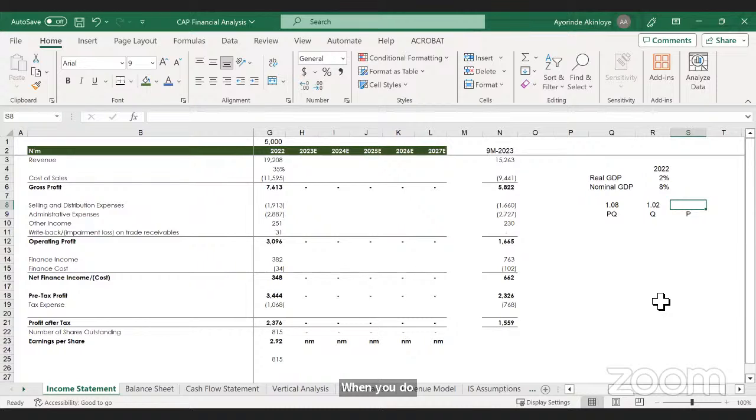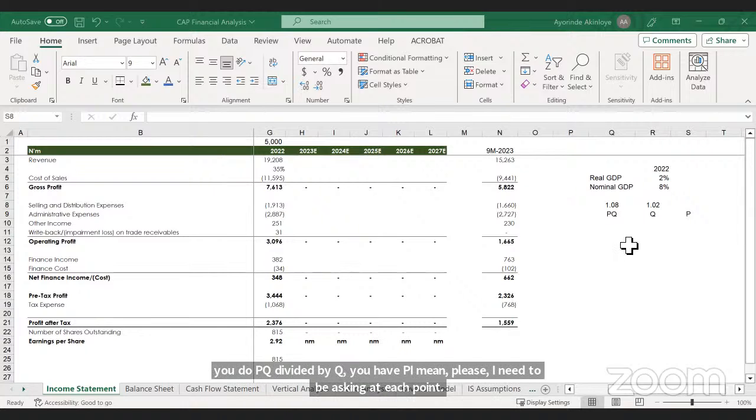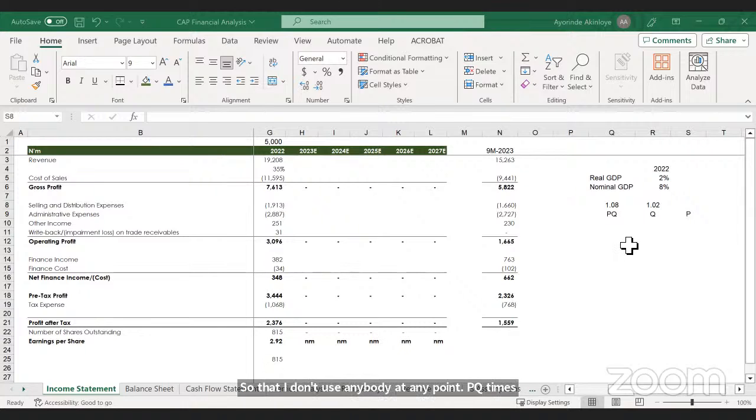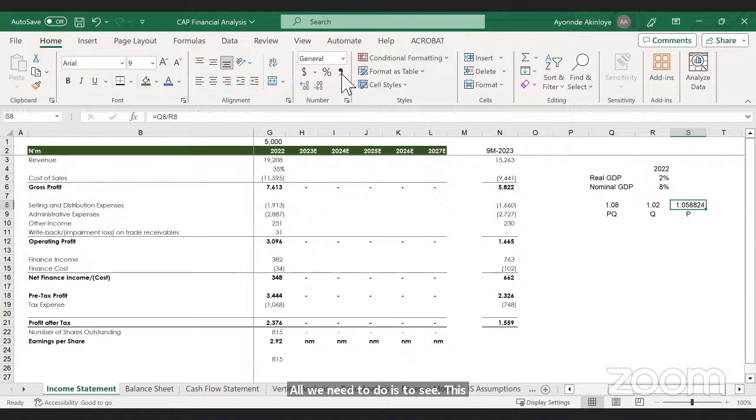Please, I need to be asking at each point so that I don't lose anybody. P times Q divided by Q will give you P. Okay, Temilade, you understand? Aisha is fine. Okay, so I can continue. So what we need to do is just to say PQ divided by Q. So to get P, all we need to do is to say this divided by this. Are we fine? You get where I'm going now?